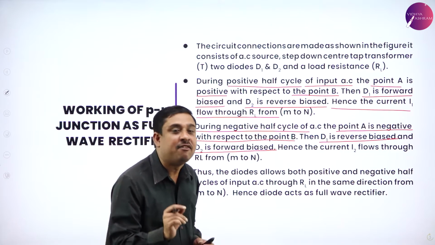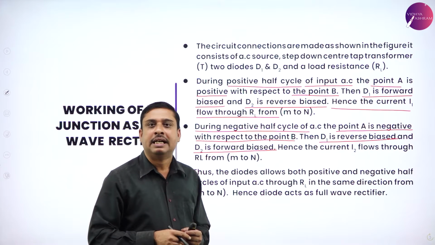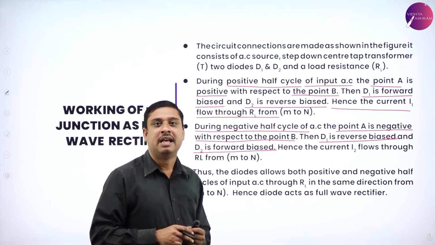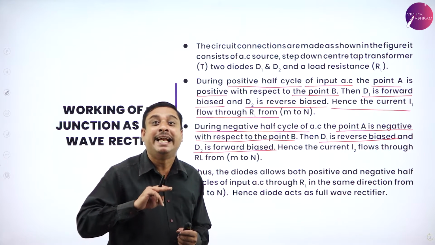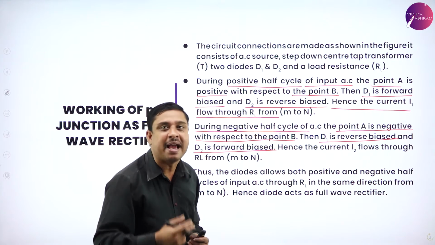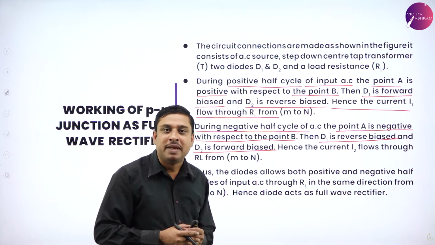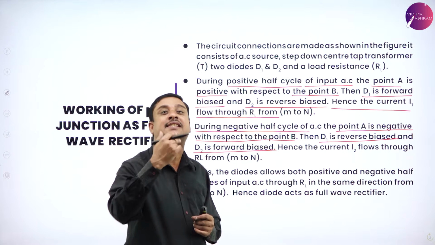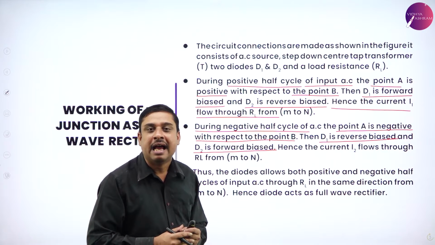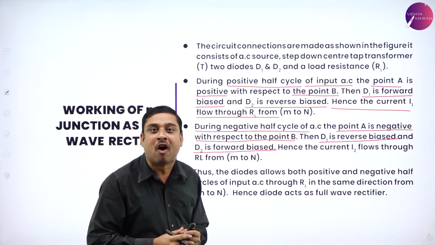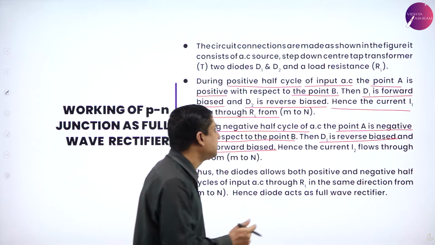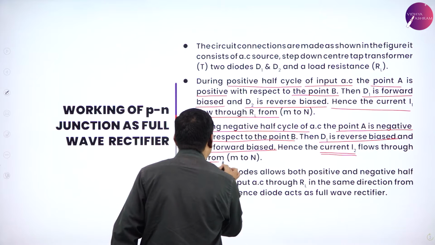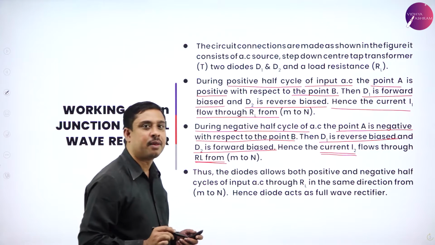During the negative half cycle, diode D1 is reverse biased and diode D2 is forward biased, which means D2 starts conducting and D1 is not conducting now. Hence, a current I2 flows through the load resistor.